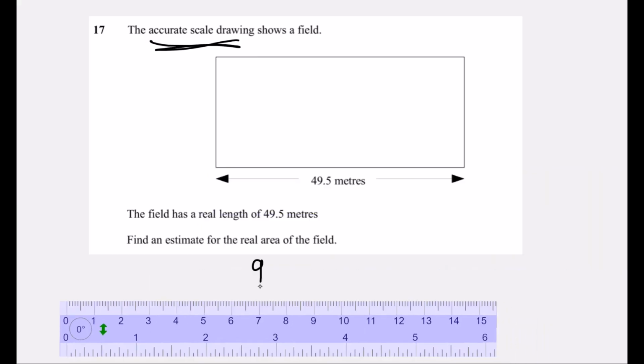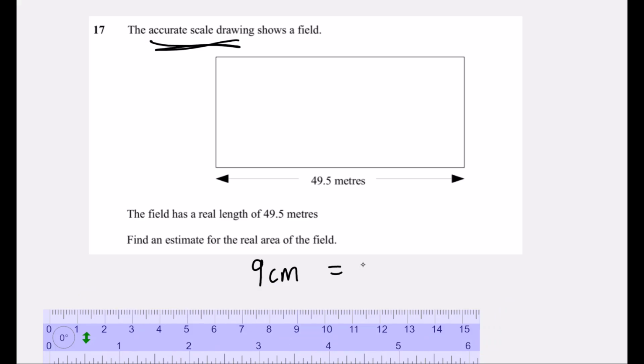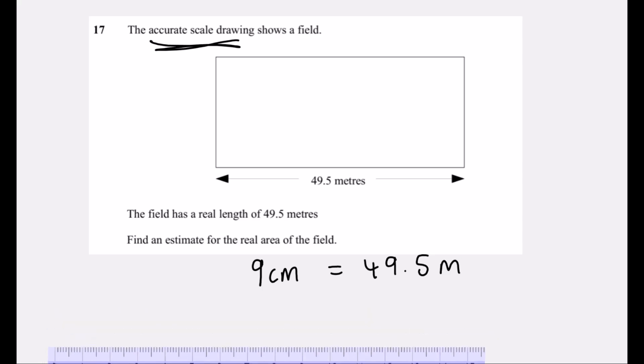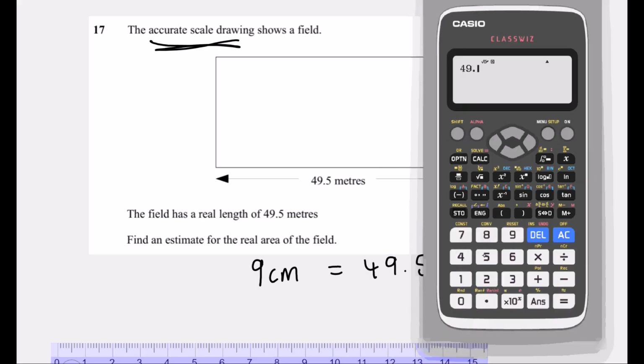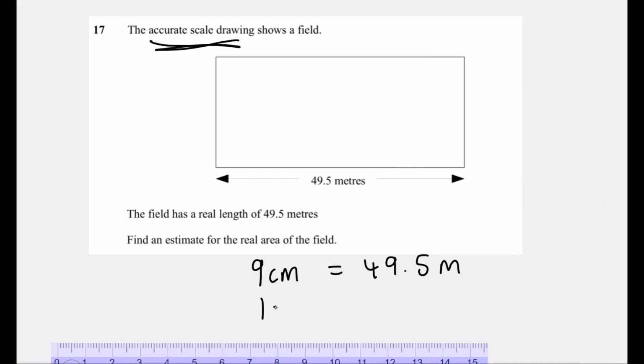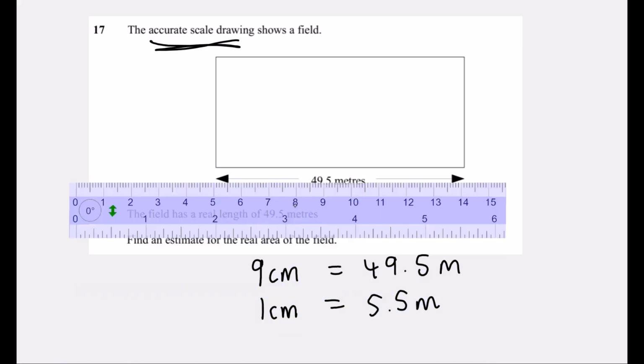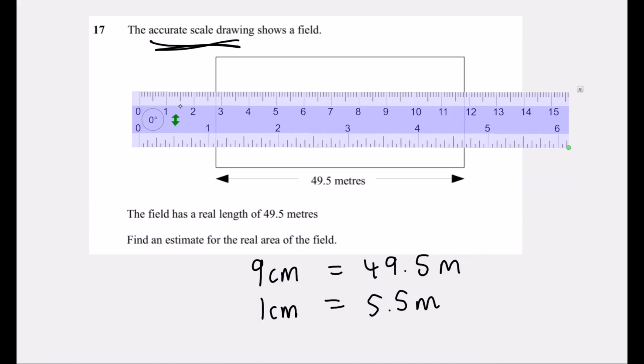So 9 centimeters is equal to 49.5 meters in real life. So every 9 centimeters on the drawing is 49.5 meters in real life. And if we divide by 9, we get 5.5. So every 1 centimeter on the drawing is 5.5 meters in real life.